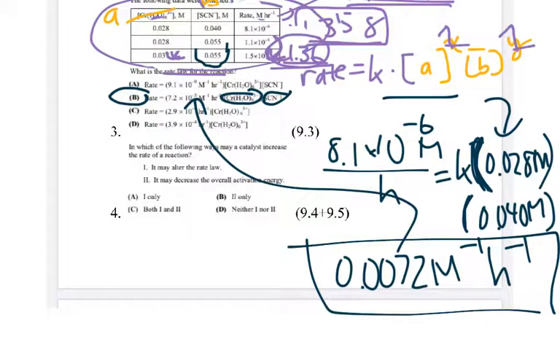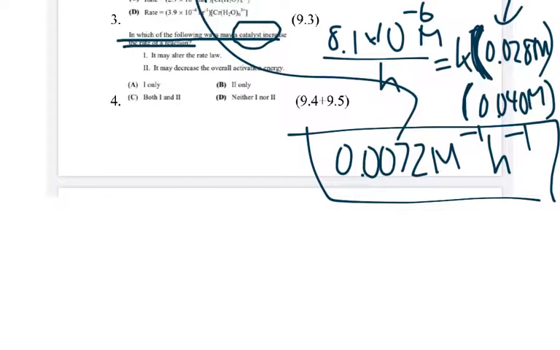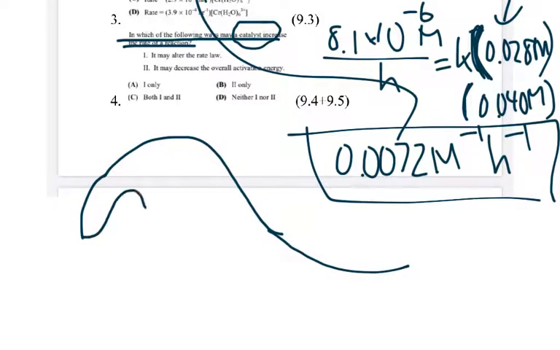Let's do number 4. In which of the following ways may a catalyst increase the rate of a reaction? So a catalyst, remember, is a substance that causes the mechanism to change. So instead of having this, for example, you instead have an altered mechanism that is typically or probably always lower in activation energy than the original, and because of that, the rate increases when you add a catalyst.